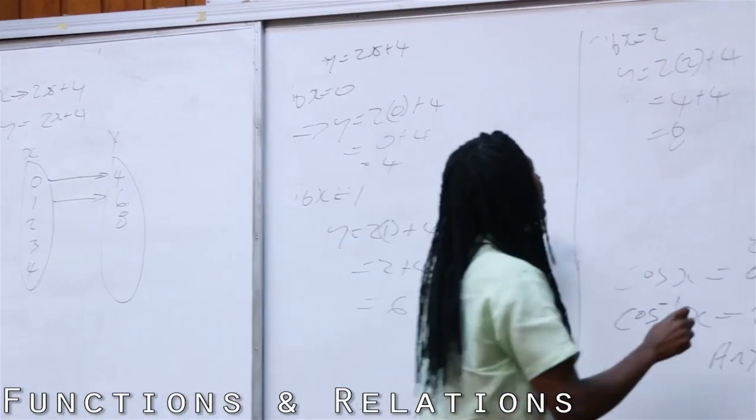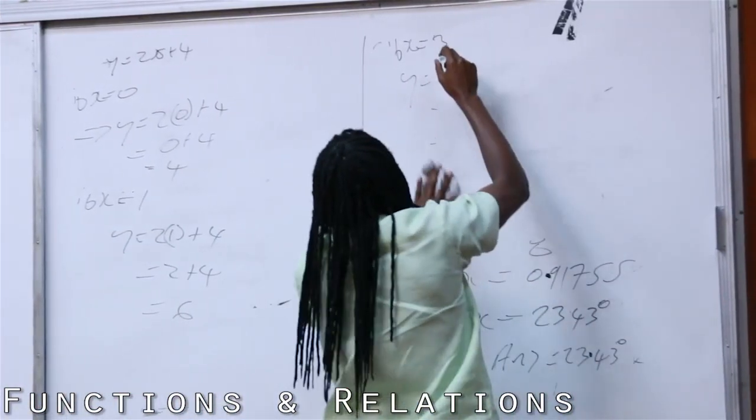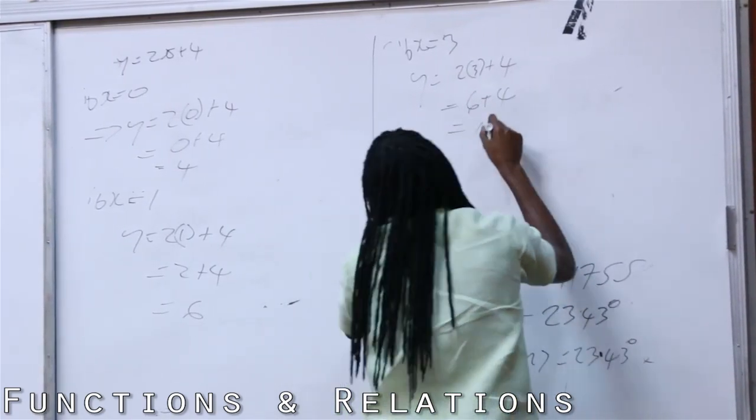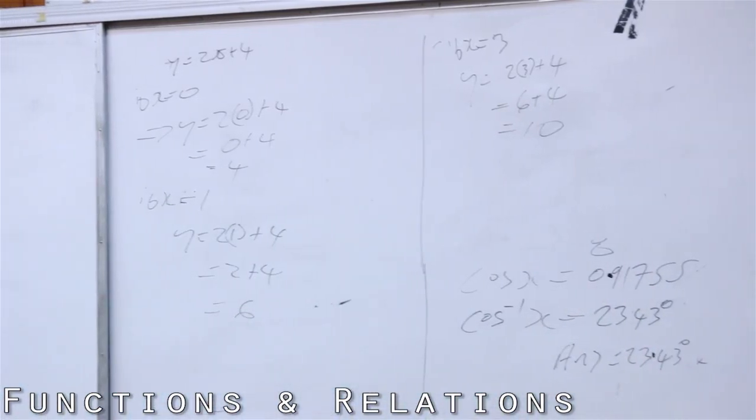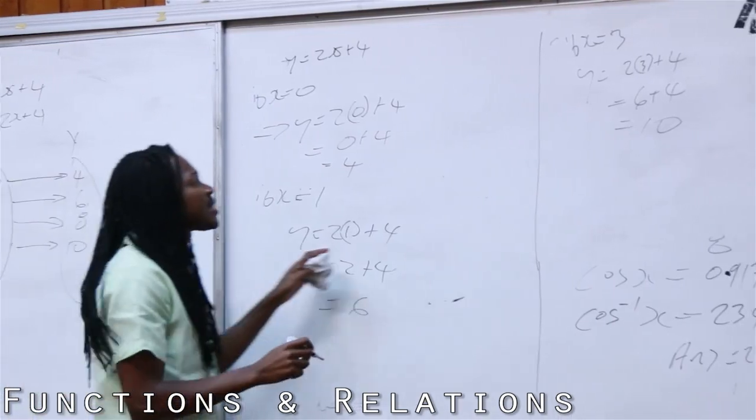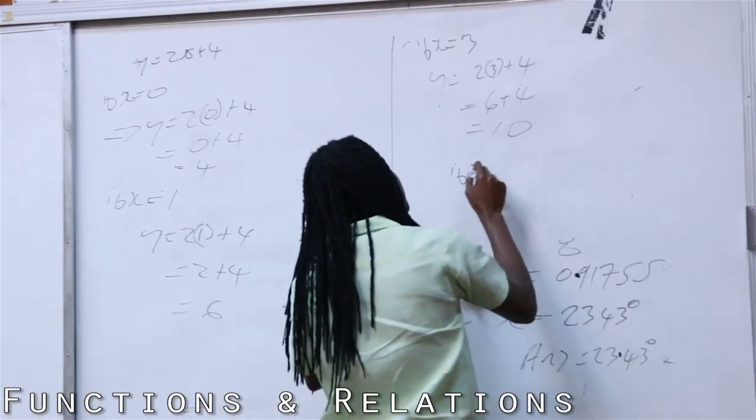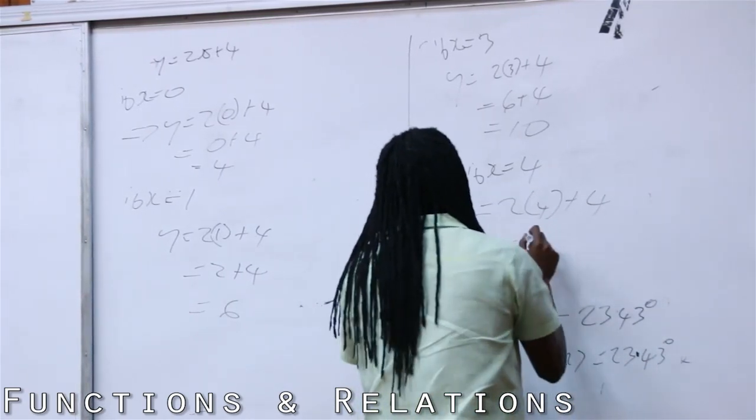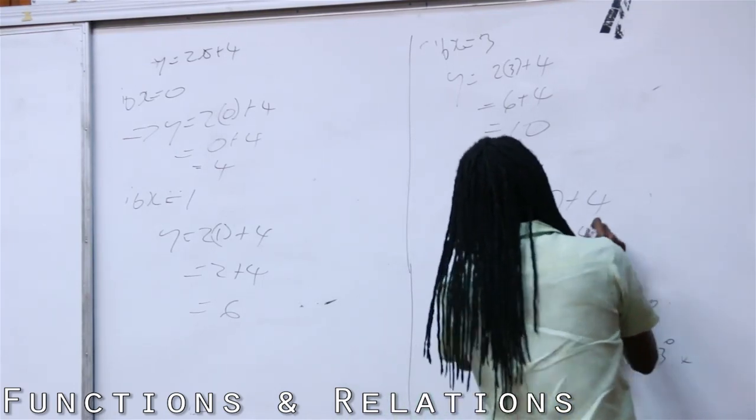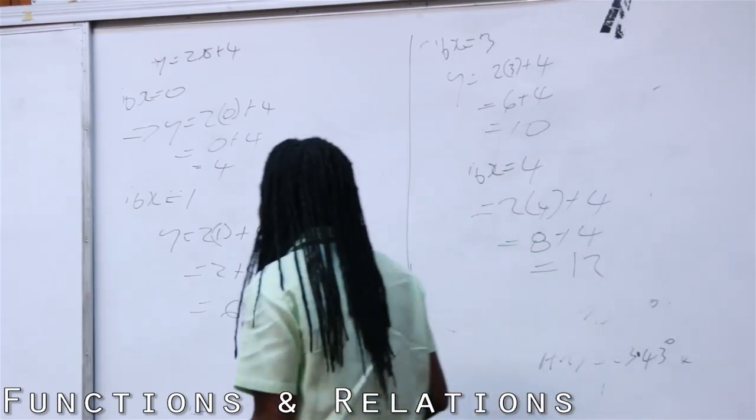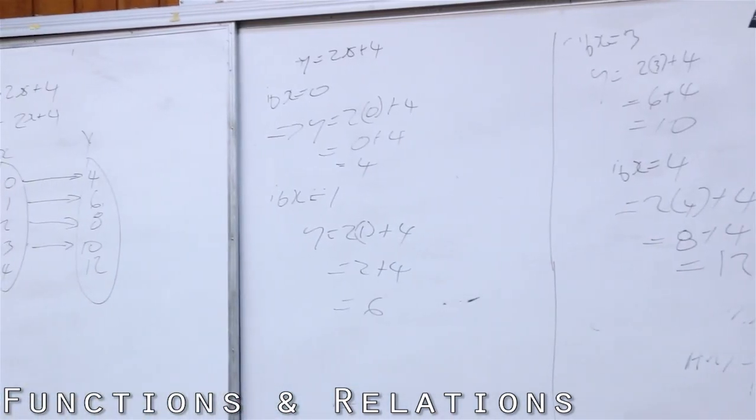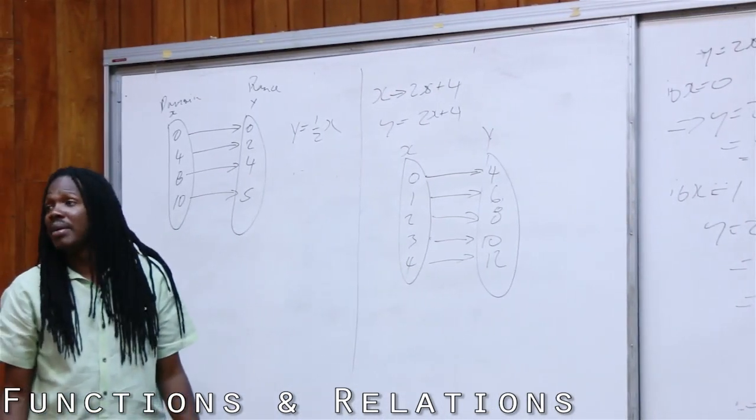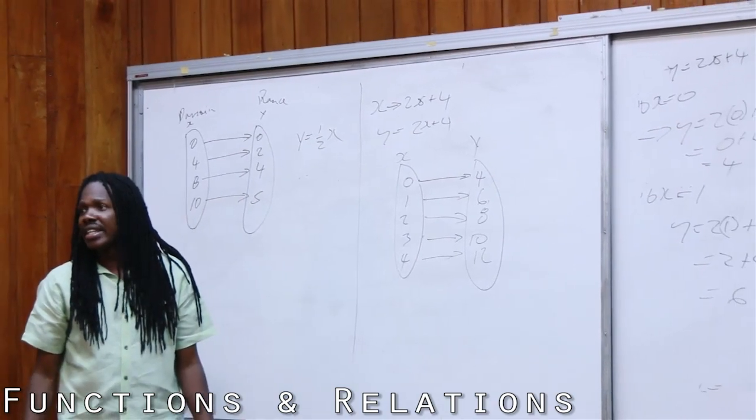If x is 3, it means that y equals 2 bracket 3 plus 4, equals 6 plus 4, equals 10. If x is 4, it means 2 bracket 4 plus 4, equal to 2 fours are 8, plus 4, equals 12. The formula is given. Are you understanding that?